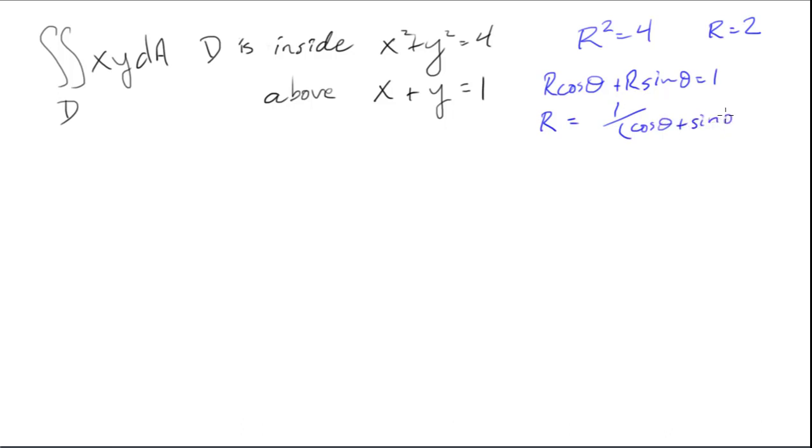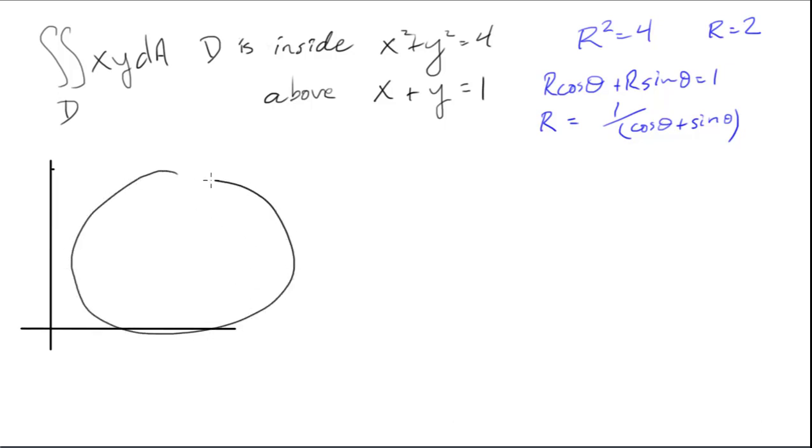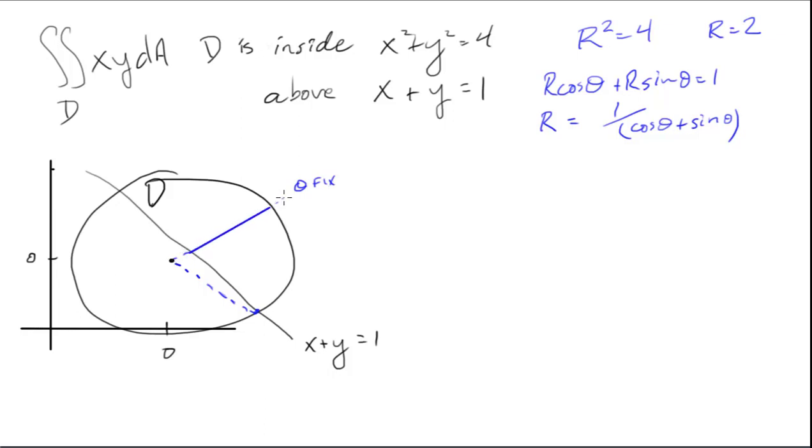Let's draw the picture and all would become clear. There's my circle. There's my line. Region above it. There's the center of the circle. Going from this first theta, fix a theta. My radial lines are no longer going from the origin. They're going from the line to the circle.